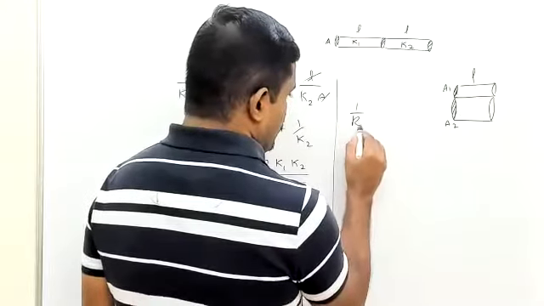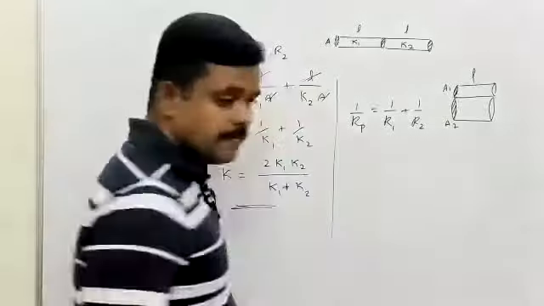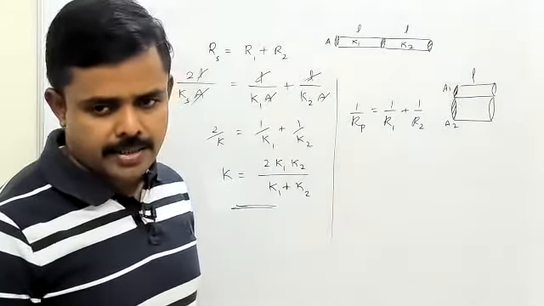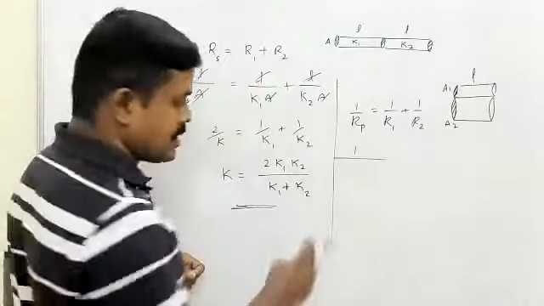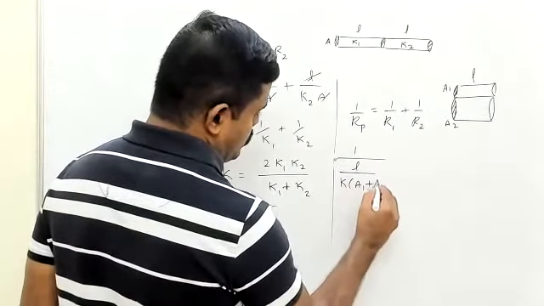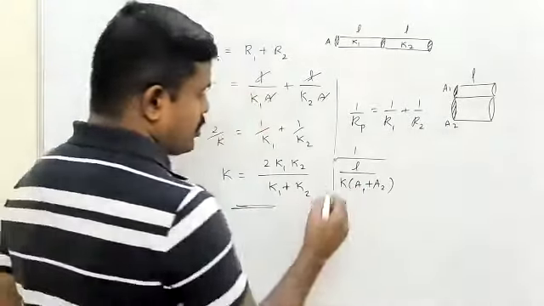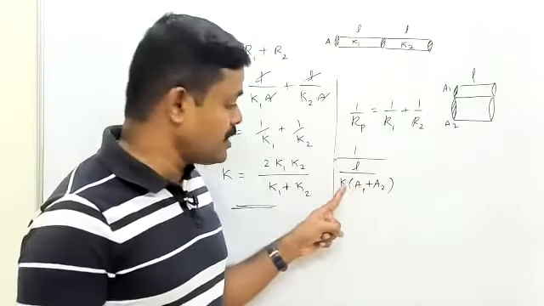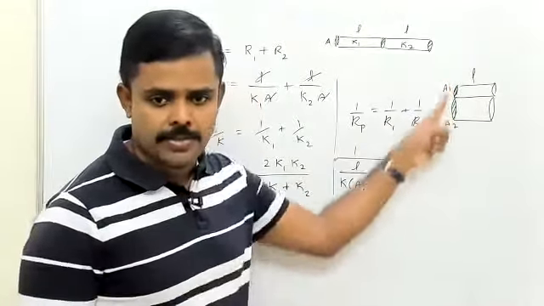1 by RP is equal to 1 by R1 plus 1 by R2, because these are in parallel. They are kept side by side, right? Resistance is L by K. So 1 by RP is, actually, I have to take 1 by resistance in parallel. Parallel is L by KA, but A is A1 plus A2. Total area is A1 plus A2, effective.